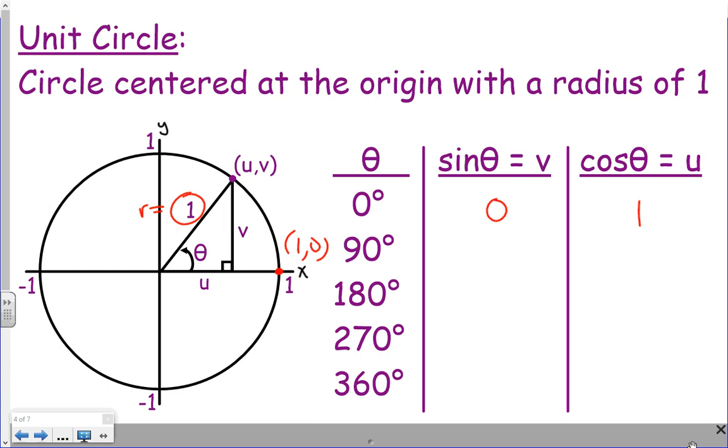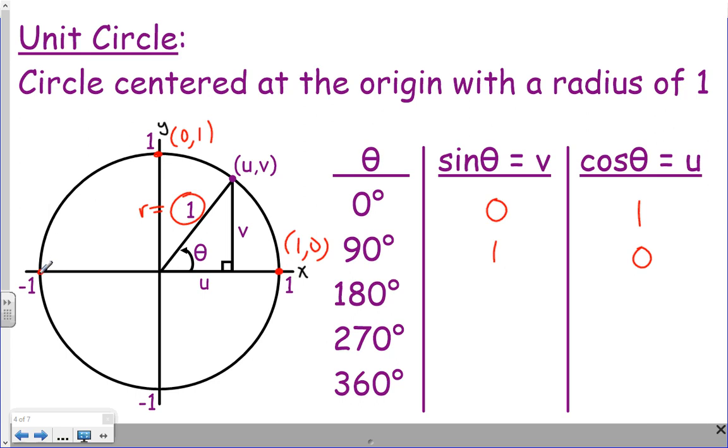All right, if I continue around my circle, let's get to this point right here. That's at x is 0, y is 1, as the ordered pair. If I think of it as uv, again, that's u equals 0, v equals 1. So since sine of theta, or sine of 90 degrees, is equal to v, that would be 1. And cosine of theta is equal to u, so that's 0.